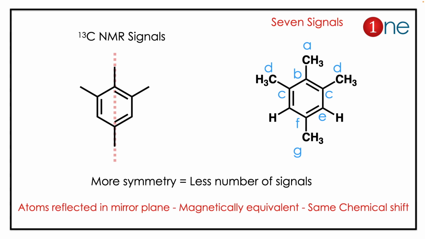It's a common practice that you have to analyze any mirror plane inside the molecule, because a mirror plane inside means the compound is more symmetrical. Here one mirror plane is there. So more symmetrical means fewer signals, because the atoms reflected in the mirror plane will be magnetically equivalent and will have the same chemical shift.